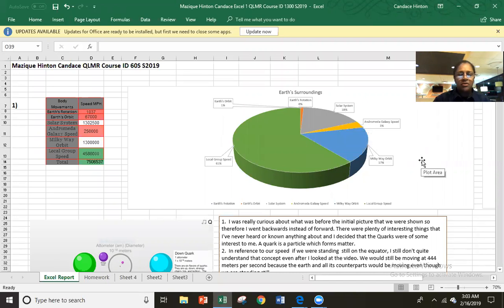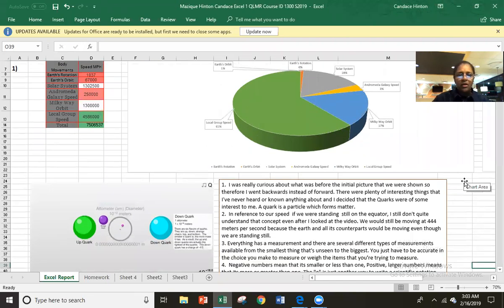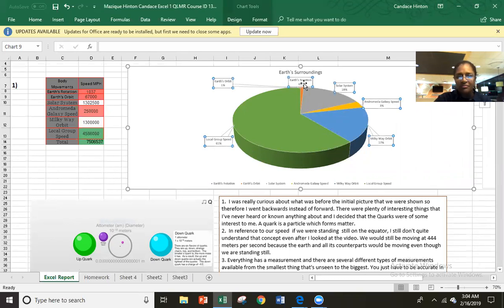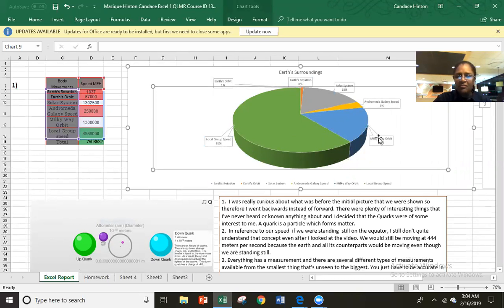In our first one, number 1, here we are with the Earth surroundings. This also tells us about how we move and the speed that things move in while the Earth is still orbiting and the surroundings around it. Here we see that Earth's rotation really doesn't have much. You have the Milky Way and you have Earth's orbit.